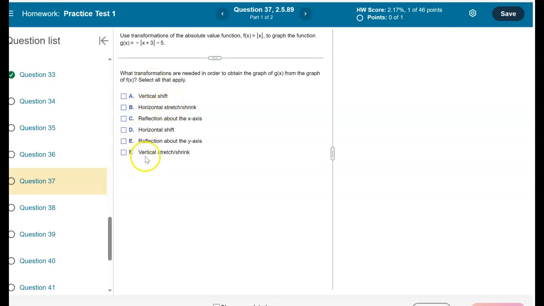Now, you will have a vertical shrink or stretch if you multiply the absolute value by a constant. If you multiply it by a constant greater than 1, you would have a stretch. If you multiply it by a fraction less than 1, then you have a shrink.